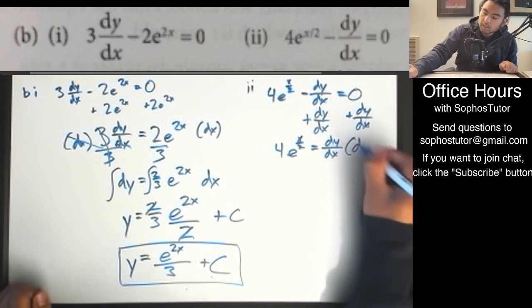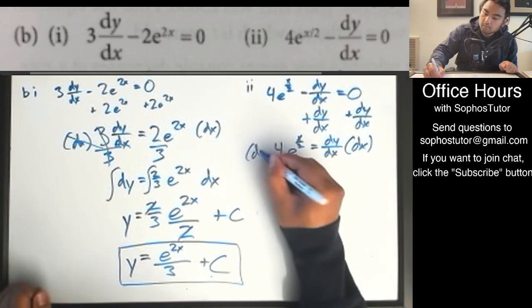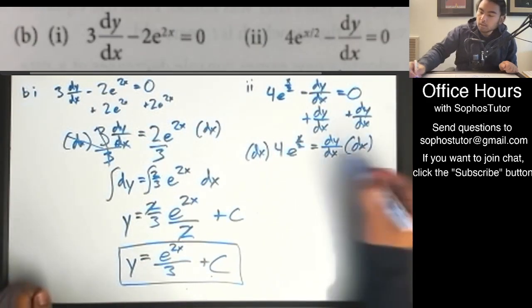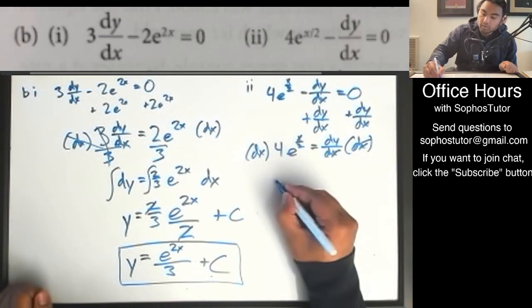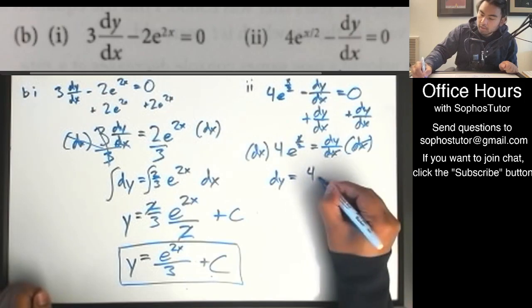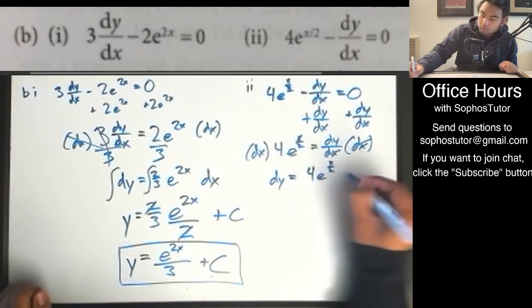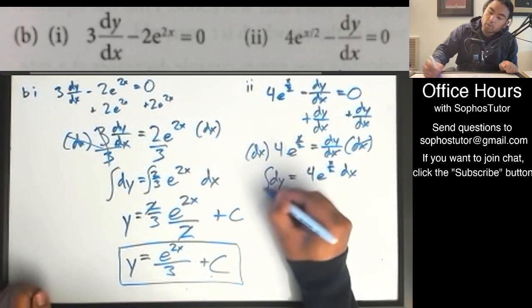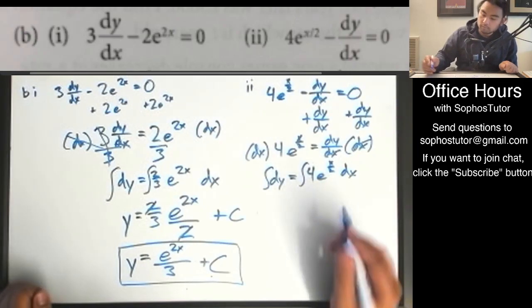We will now multiply the dx to both sides. Okay, I'm going to move this around, write the dy first. dy is now equal to 4e to the x over 2 dx. We're now ready to integrate both sides.